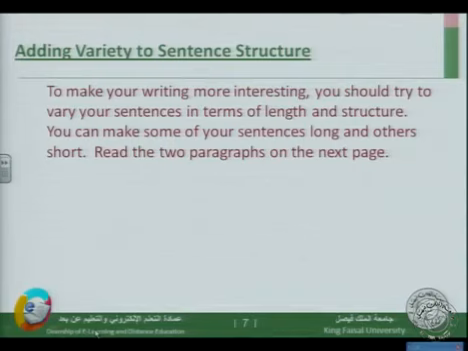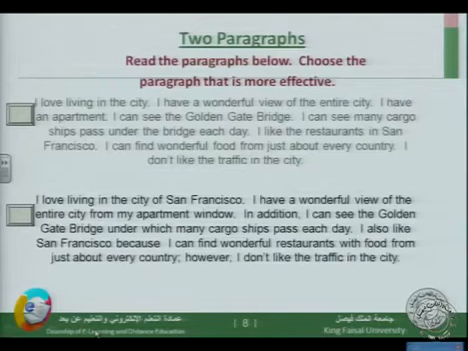First of all, why should we study these two topics? Why should we study sentence structure? To make your writing more interesting, you should try to vary your sentences in terms of length and structure. You can make some of your sentences long and others short. Okay? Now let us read the two paragraphs on the next slide and page right here. Let us read it together, and try to read after me.